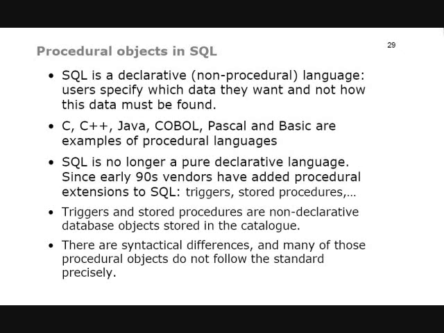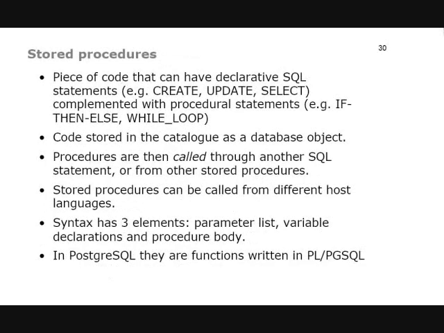Triggers and stored procedures are non-declarative database objects, which are stored in the catalog, as are the functions that we see. If you create a trigger or a stored procedure, they become part of the system catalog, but they are non-procedural. There are statistical differences between those objects and the objects that we are used to, and they don't follow the standard precisely.